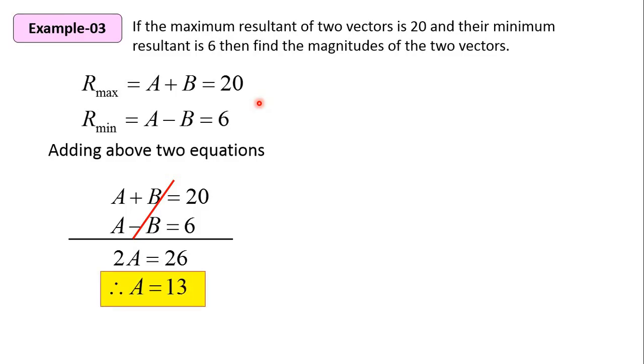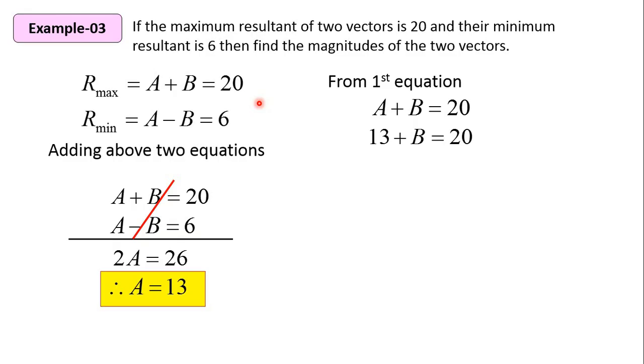Therefore a is equal to 13, first answer. Then take the first equation, that is a plus b equal to 20, substitute the value of a as 13, and b is equal to 20 minus 13, which is 7. So these are the two values. We can cross check once again that the maximum resultant is 20, add both of these: 13 plus 7 is 20, yes. The minimum resultant is 6, that means the difference is 6, yes. 13 minus 7 is 6, that's true.